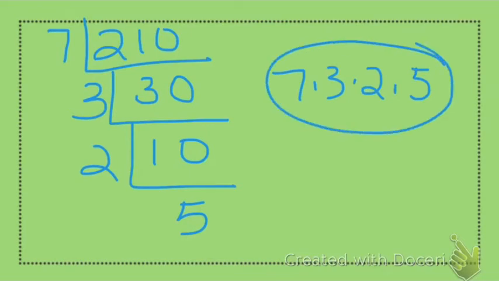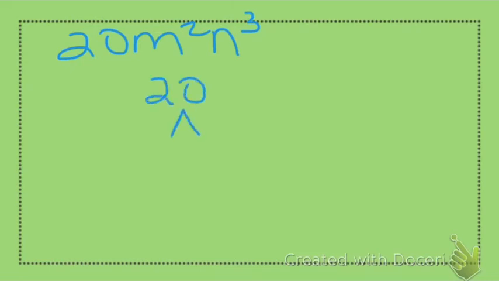And so pick one more. Let's do one with variables. Okay. 20 m to the second and n to the third. Okay. So what do I have to do? Break down the 20. Okay. And just do the tree one. The tree, because that'll go faster. Okay. And 2 and 10. 2 and 10. And then 2 and 5. 2 and 5. Okay. So then, how do I write those factors?